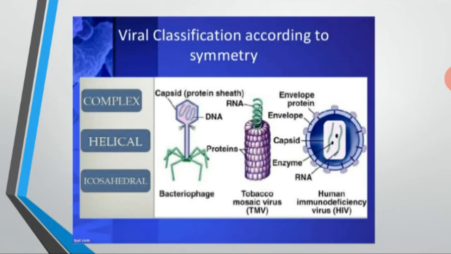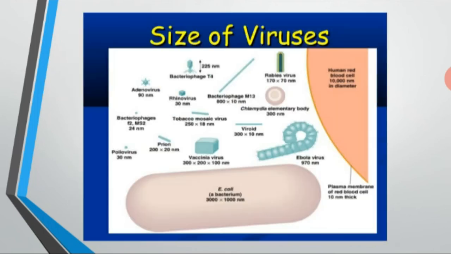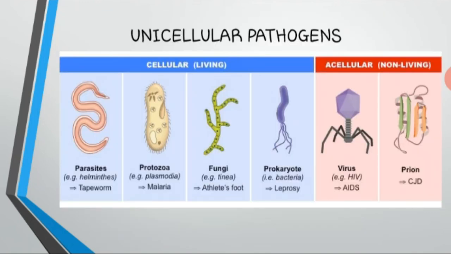Virus classification according to symmetries, like they could be complex, helical, icosahedral, HIV virus. Recently, a very hazardous viral disease is there. We know that is coronavirus. So they are basically acellular and non-living. They need a host to survive. Without a host, they cannot survive. They are different from the remaining pathogens. Pathogens are those things which actually cause diseases.